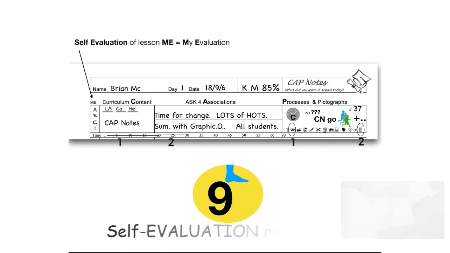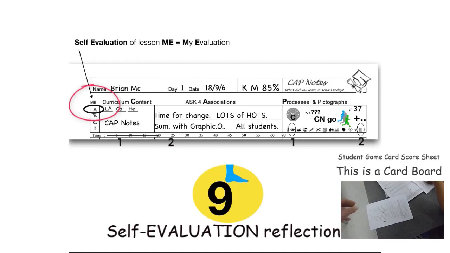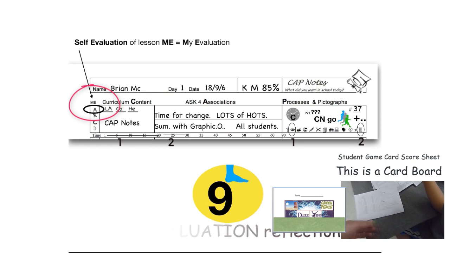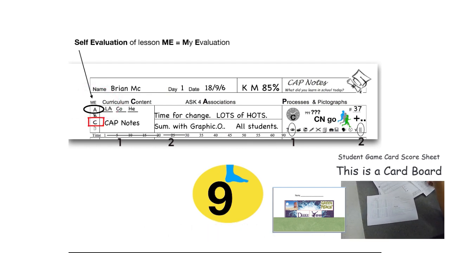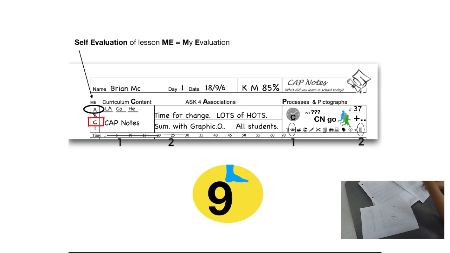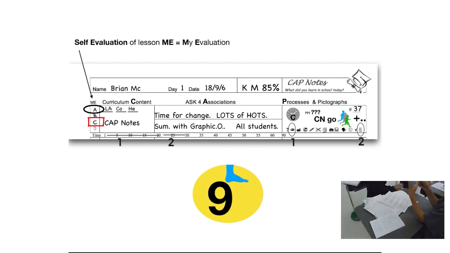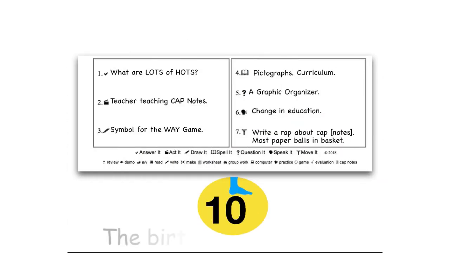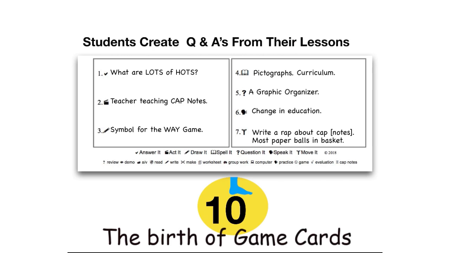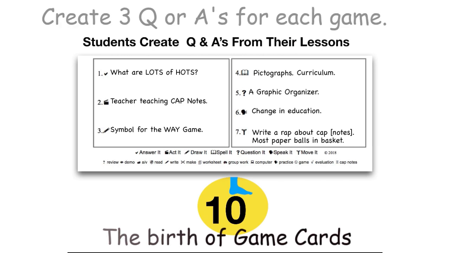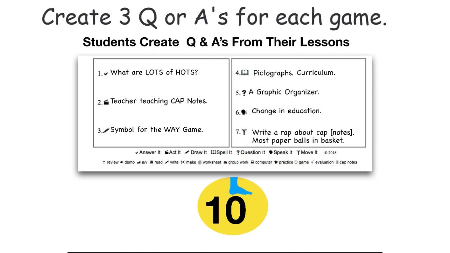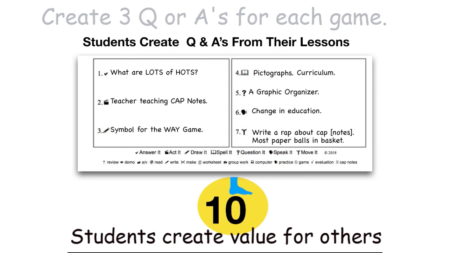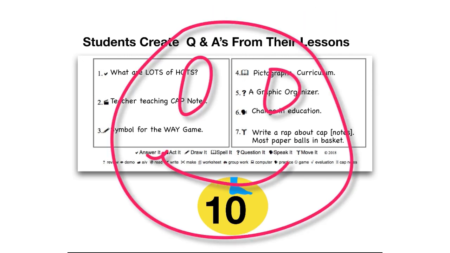Step 9. This is where a student evaluates the lesson. Students can evaluate their effort in a lesson with a circle, or evaluate the lesson itself with a square. Students can do one, or the other, or both. Step 10. Creating questions and activities for the way game motivates students because they are creating something of value for others. Want to be happy?